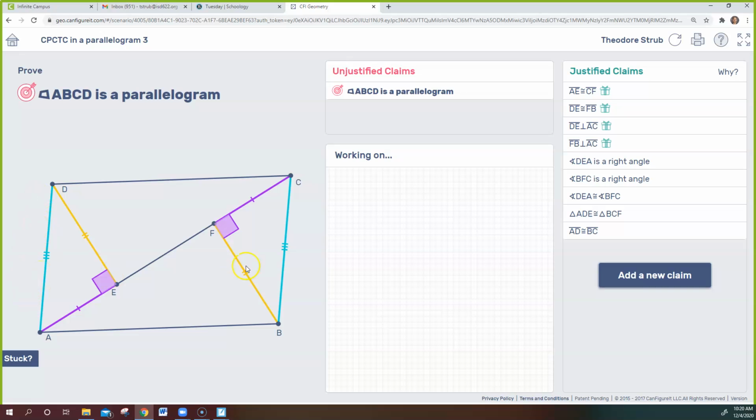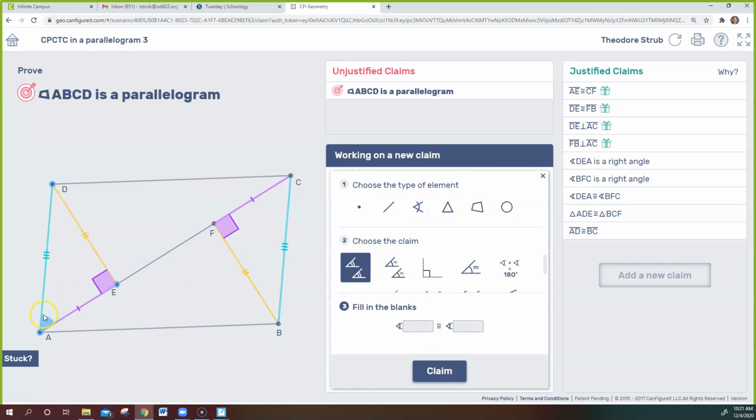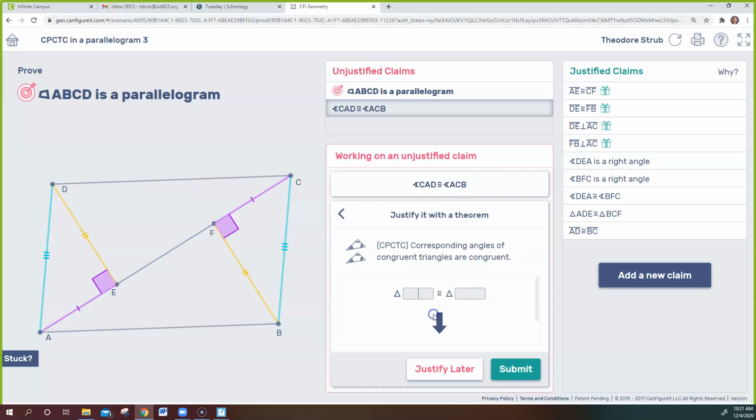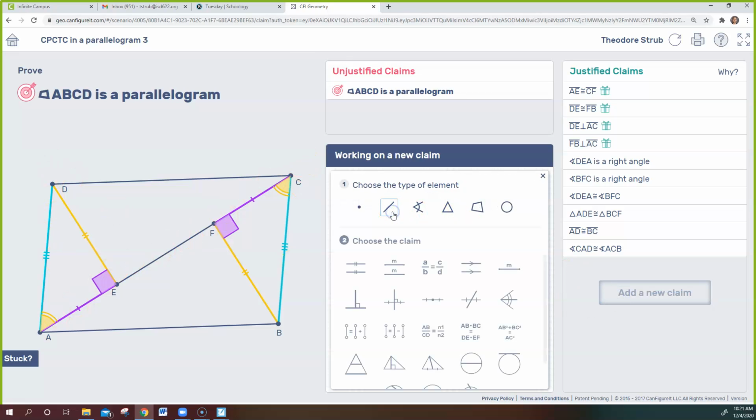It's going to be easier to prove that this side is parallel to this side. And the way I'm going to do that is I'm going to use the Z. I can prove that this angle here is congruent to this angle here. That'll make a Z, which means these two sides are parallel. Okay, so I'm going to do congruent angles, and I want angle CAD and ACB. I want those to be congruent because I have congruent triangles. So CPCTC again. All right, now notice those angles are congruent because they're parts of congruent triangles. So then I can state I have alternate interior angles, which means the lines are parallel.